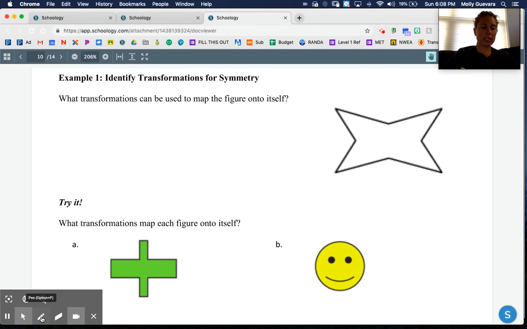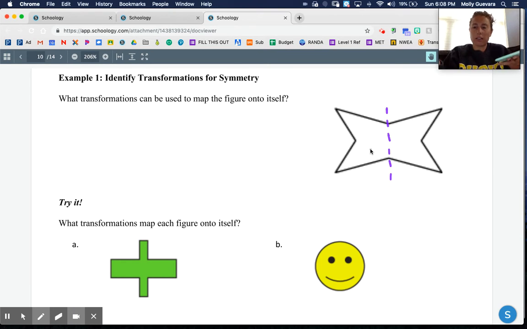Okay, so let's start with example 1. Example 1 says, what transformations can be used to map the figure onto itself? Okay, so basically, what types of reflection do we have? Or sorry, what types of symmetry do we have? So one that seems kind of obvious is if I draw a line of reflection right there, line of symmetry, I can fold it in half. So let's call this line A. And then another one that's brought up is this one, and let's call that line B. And so these are lines of reflection where if I divide the shape in half, it'll fold back on itself.